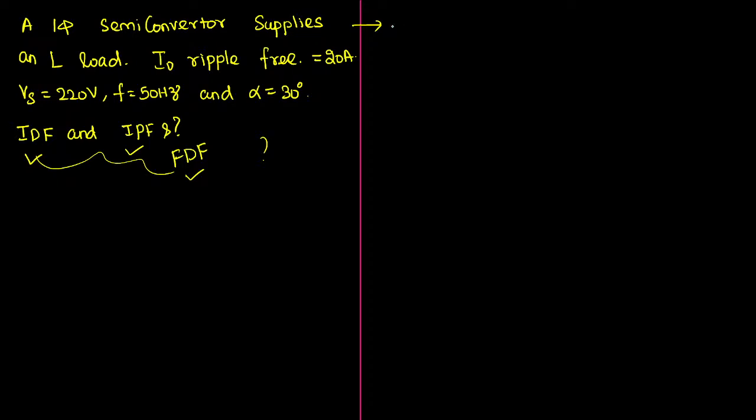Okay, fine. This single phase semiconductor supplies inductive load and the output current is given as ripple free continuous. Output current, supply voltage, frequency, firing angle alpha, everything is given. What did they ask you? First, input displacement factor. So you will be representing a term called G. I hope you all remember. This is called input distortion factor, right? First thing, you have to explore this value first.